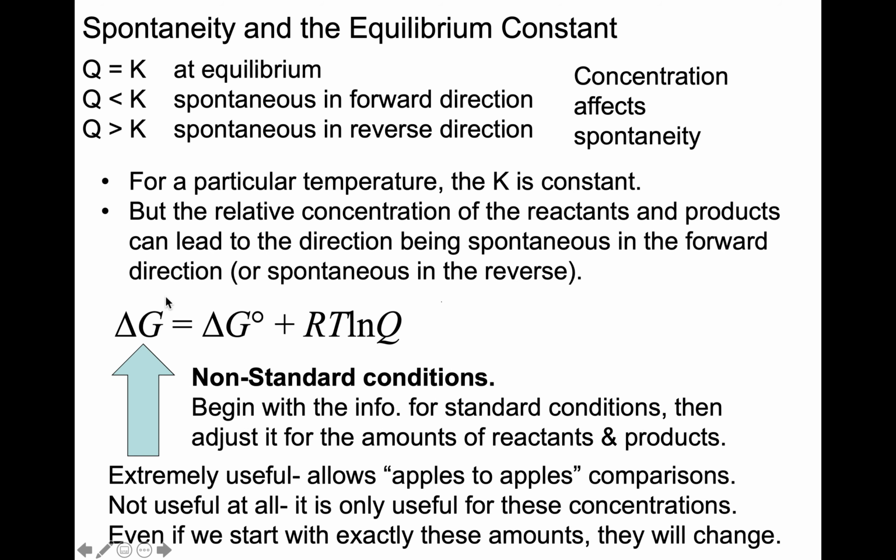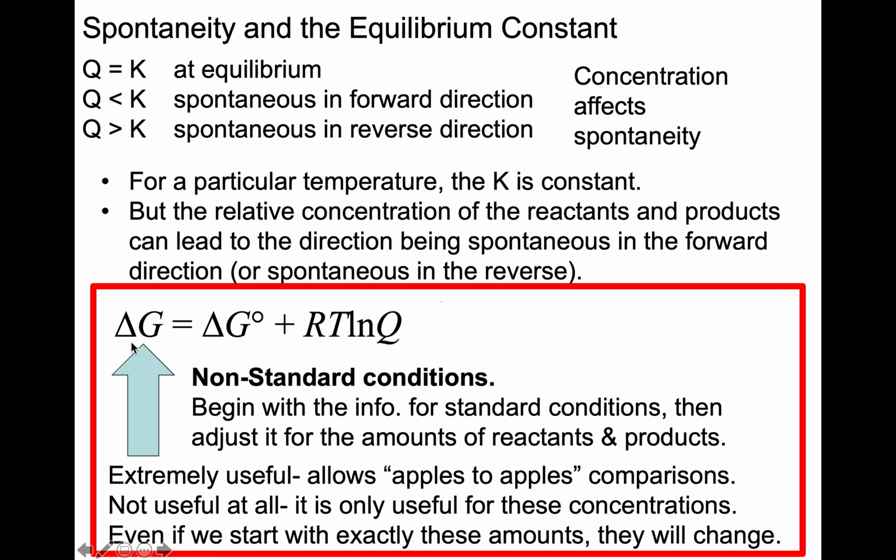The Gibbs free energy under non-standard conditions, now that becomes powerful in a different way. In order to get that, we're going to begin with information describing the standard conditions, and then we'll adjust it for the amounts of the reactants and products that are present, because that's what the Q tells us. So this is a really important idea, how we can take the expression for standard conditions and modify it for what we're probably actually going to encounter.